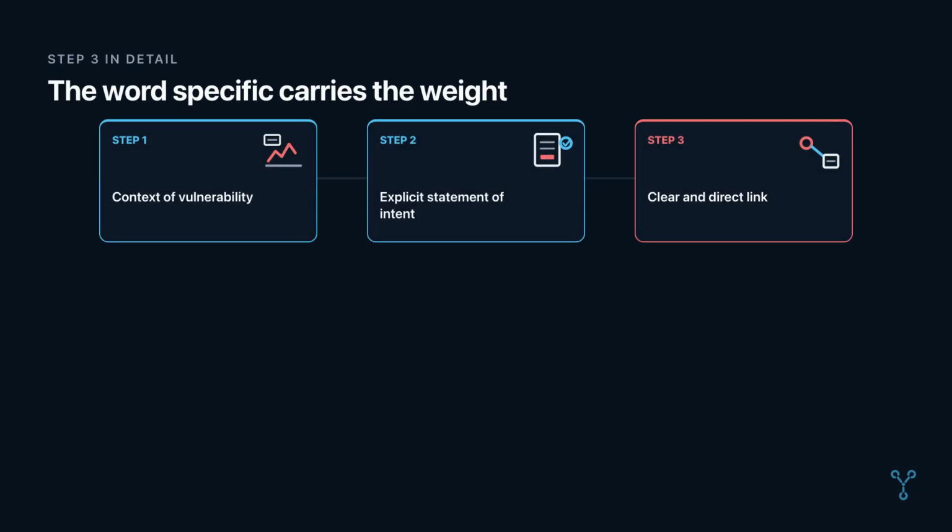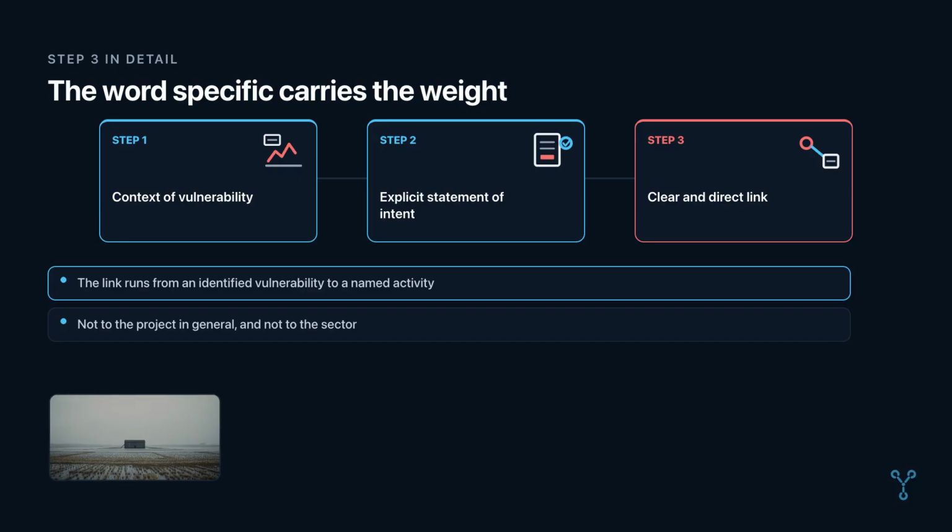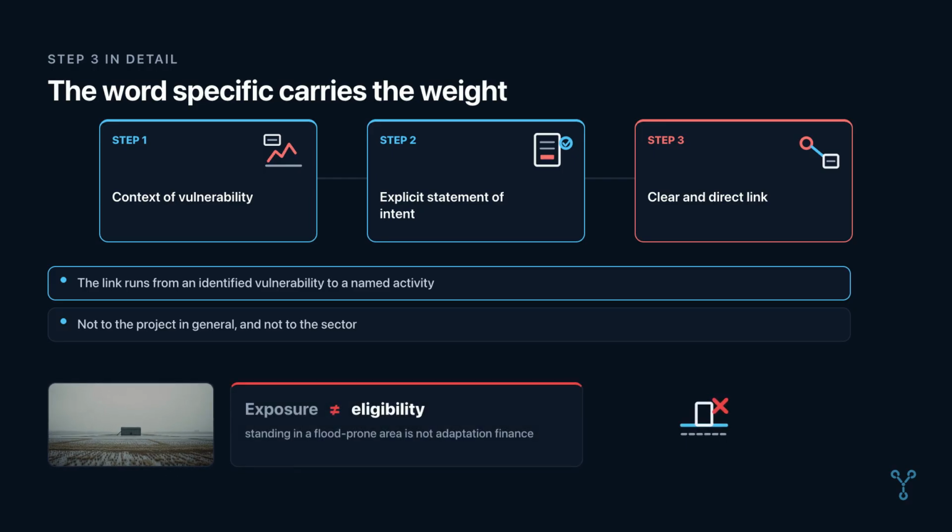For Step 3, the requirement is a clear and direct link between specific project activities and the vulnerability identified in Step 1. The word specific carries the weight. The link runs from an identified vulnerability to a named activity. It does not run to the project in general. It does not run to the sector. Most weak adaptation claims fail here, and the failure has a recognizable shape. Exposure is presented as though it were eligibility. An asset located in a flood-prone area is not adaptation finance because of where it stands. Something about the financed activity must respond to the documented vulnerability.